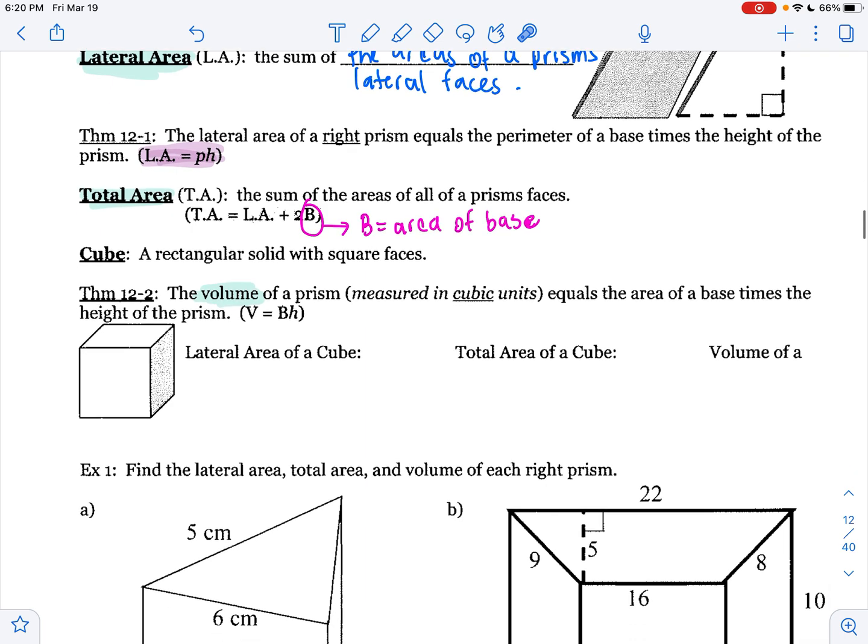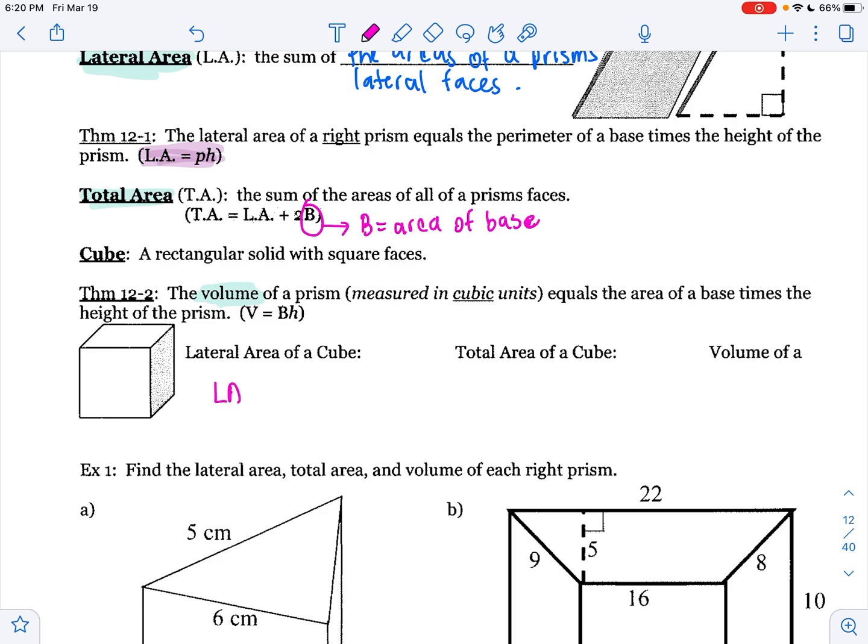So the lateral area of a cube, let's go ahead and calculate that. If we first think of just the lateral sides, we have side squared here, plus another side squared back there, plus another side squared here, and then the left side squared. So a total of 4 sides squared.